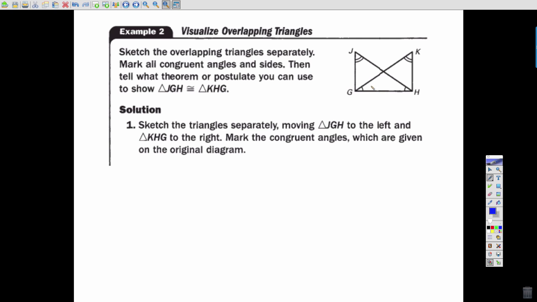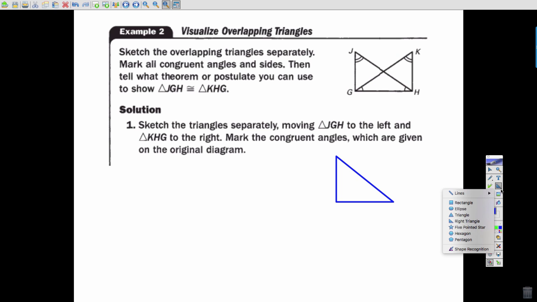Let's look at this one. Sketch the overlapping triangles separately. Mark all congruent triangles and sides. Then tell what theorem or postulate you can use to show triangle JGH and triangle KHG are congruent. So the first thing we need to do is draw two triangles that are identical.